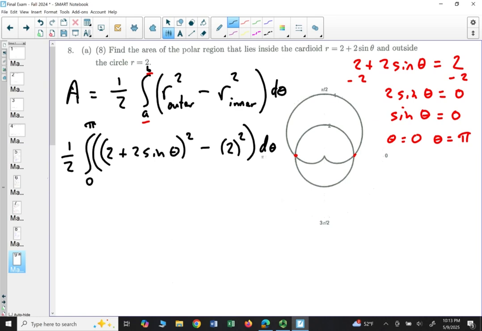Okay, so 1/2 integral from 0 to pi. Foil this out. You're going to do 2 plus 2 sine theta times 2 plus 2 sine theta. If you have to, write it out side by side, foil it out. Alright, so we'll get 4 plus 4 sine theta. Another 4 sine theta is 8 sine theta, plus 2 sine theta times 2 sine theta is 4 sine squared theta. Okay, and then we have minus 4.